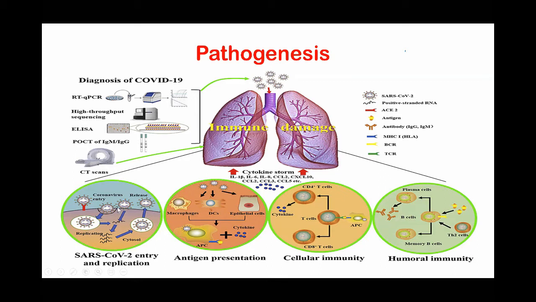Once the coronavirus enters, it replicates, and after that, it basically activates the cellular immunity and the humoral immunity. And then comes your major problem, which is the cytokine storm. This cytokine storm is basically the one responsible for the damage to various organs. The first hit is the lungs, and later on, it can hit the cardiac function, your kidneys, and other organs.